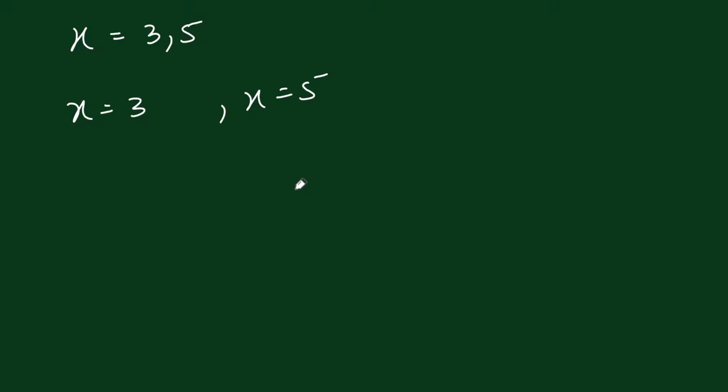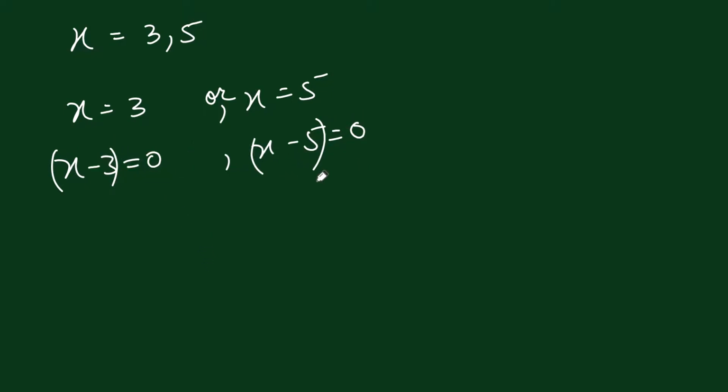If you know the factorization method, which is called splitting the middle term or grouping method of solving a quadratic equation, this is the reverse of that. There we have a quadratic equation and we split the middle term, group and get two values of x. We will do the reverse here. So x is 3, x is 5. I can write it as x minus 3 is equal to 0, taking the 3 to the left side, or x minus 5 is equal to 0, right? So these are the two brackets I have, both equal to 0.